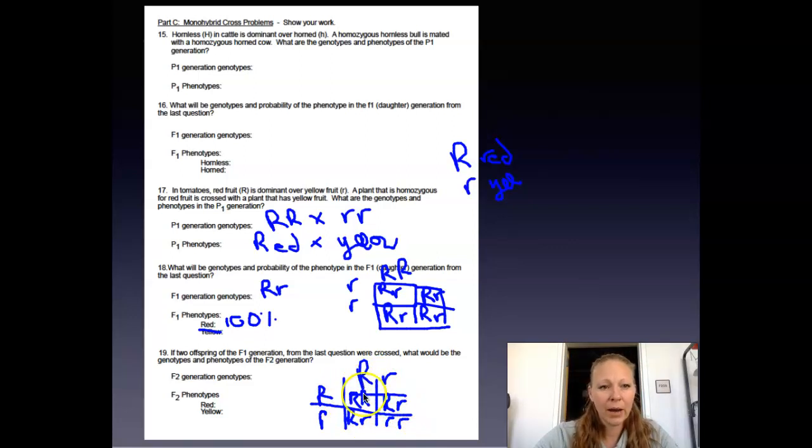And so here our F2 generation is going to be, what are the genotypes? I would write out big R, comma, big R, comma, little r, little r. And for our F2 phenotypes, we would say that they are 75% red and 25% yellow. So that is going to be how much did I help you on this.